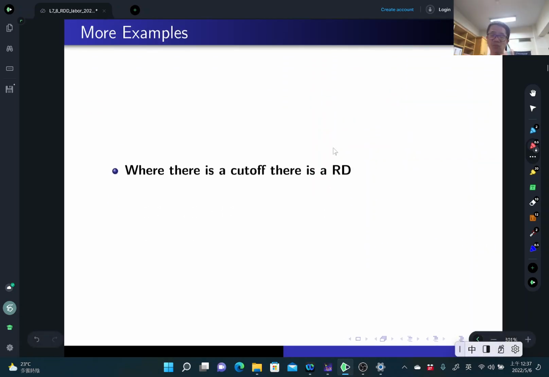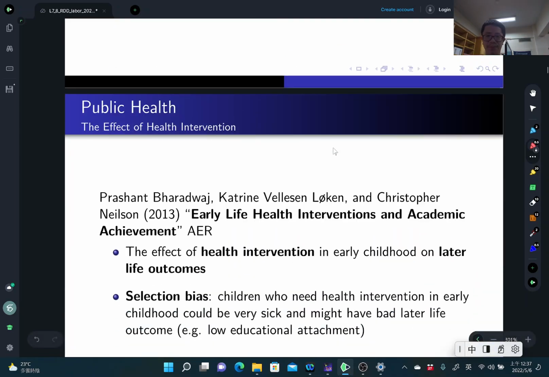Okay, so that's the example. Where there is a cutoff, there is an RD design you might be able to use.